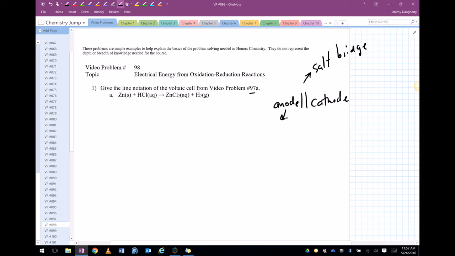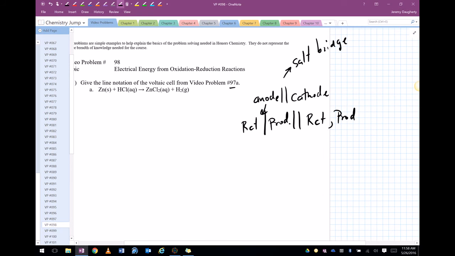Now, within the anode, you do the reactant first, then the product, and if these are in different phases, for instance, let's say the reactant is a solid and the product is aqueous, we do a single line like that to separate the phase. Double line to go to the cathode, and then again in the cathode we do the reactant, then the product. Now, if they're in the same phase, we just do a comma separating them.